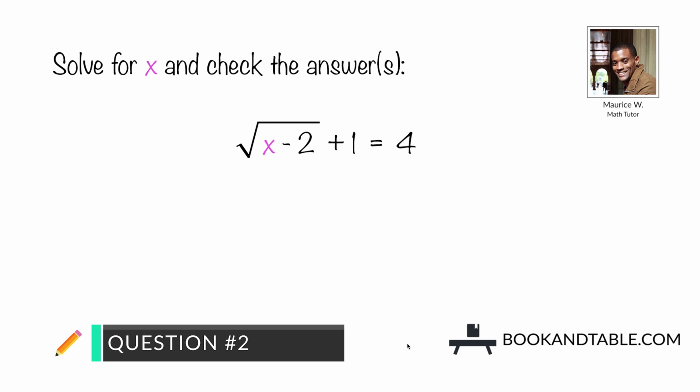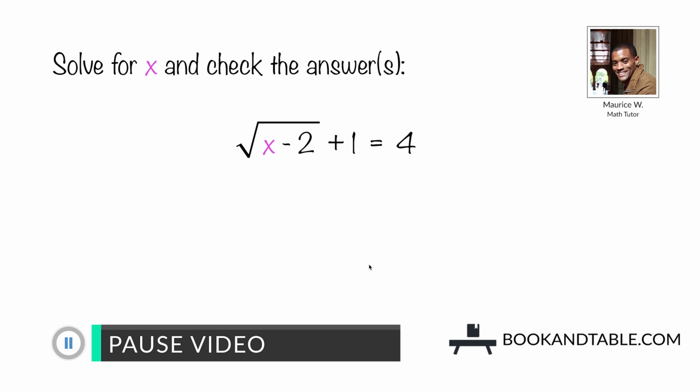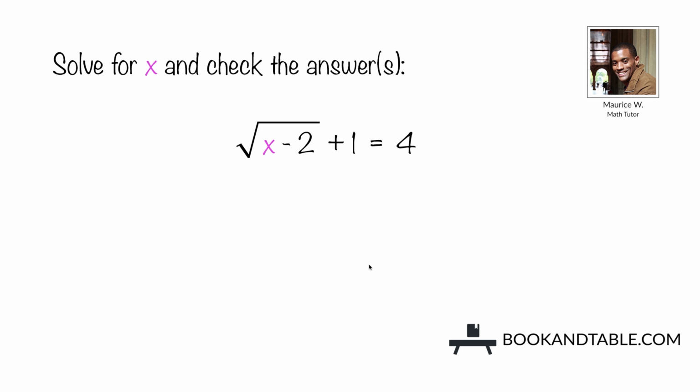Question number 2. Solve for x and check the answers. The square root of x minus 2 plus 1 is equal to 4. Pause the video, answer this question, and then press play when you are ready to begin.